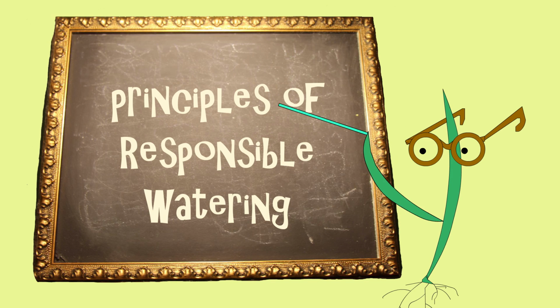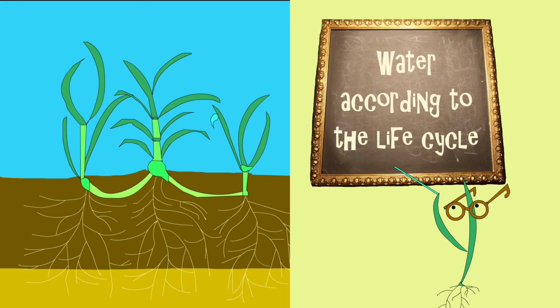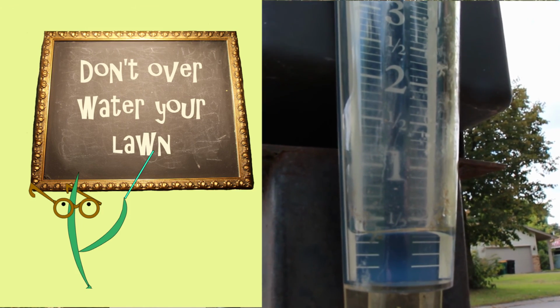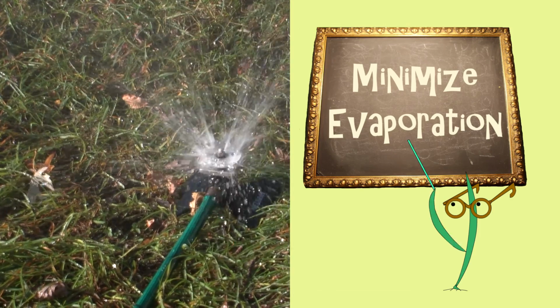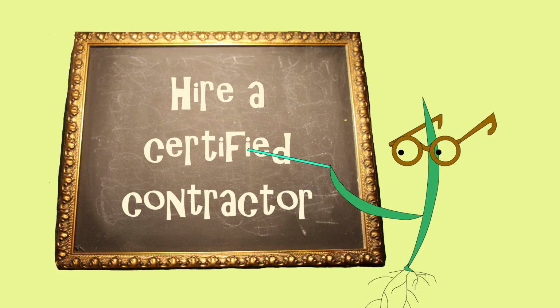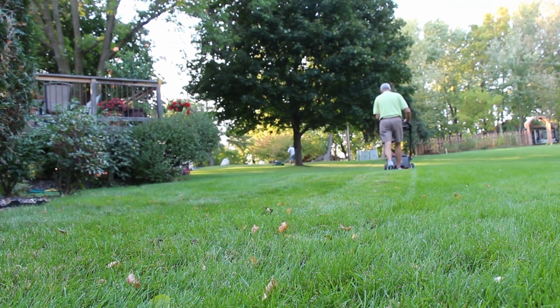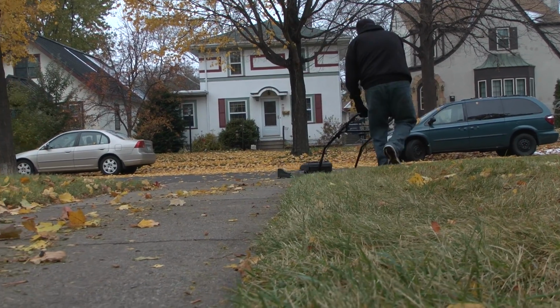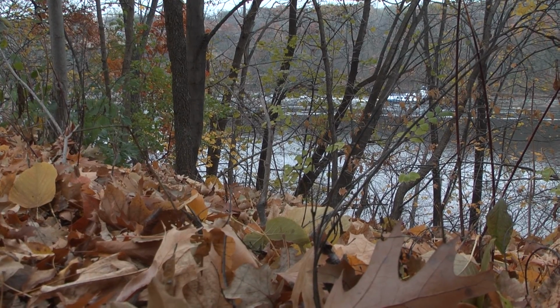Follow the principles of responsible watering. Water according to the life cycle of grass. Don't overwater. Minimize water lost through evaporation. Water your lawn, not the street. Hire a certified contractor if you cannot or do not want to do them yourself. If you do all the things recommended in this video, you will have a much healthier yard and will be doing your part to protect our rivers, lakes, and streams.